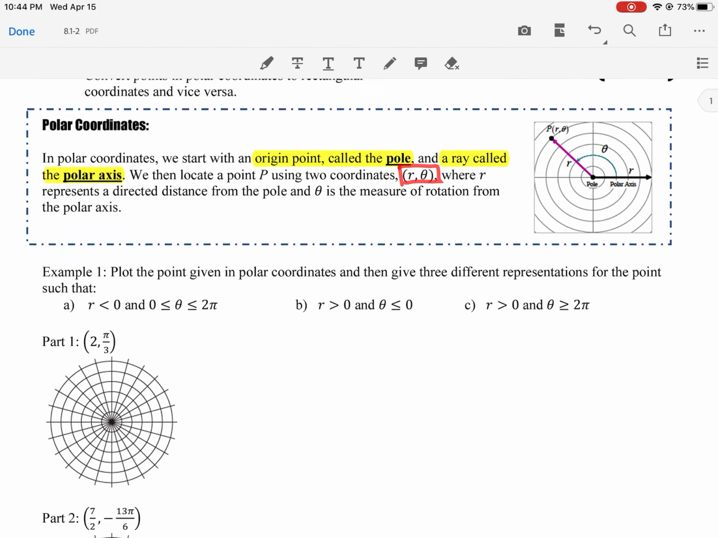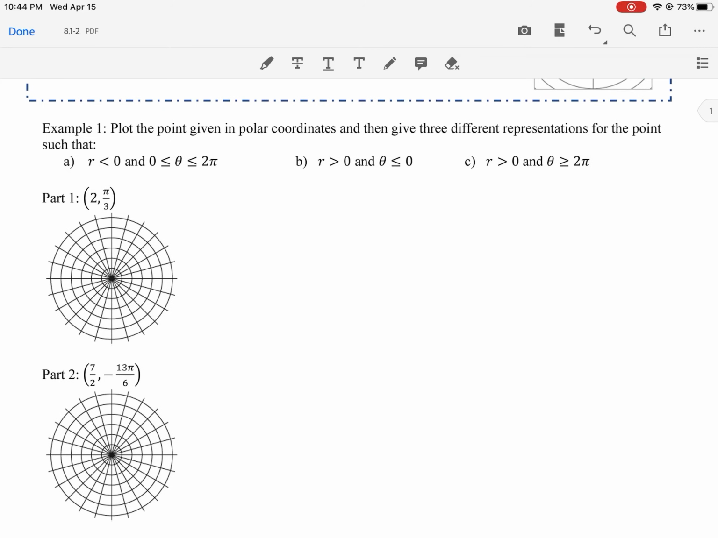Okay, so plot the given point in polar coordinates and then give three different representations for the point, such that, I'll look at the A, B, and C as we go through an example. So let's just talk about graphing them for a second. On this first one, it's got a radius of 2. I gave you these graphs to help you out. I would imagine each of these as a unit of 1, so it's like 1, 2, 3, etc.